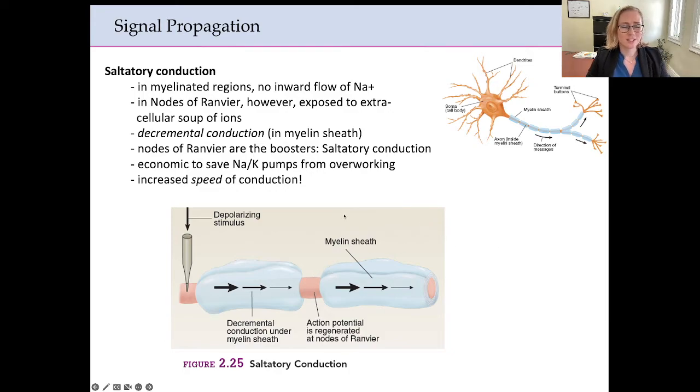And on top of it, it doesn't just help the speed. Remember those sodium-potassium pumps that are energy-wise very expensive for the cell? You don't have to put them in here. Sodium-potassium pumps do not need to be in here because they don't need to reestablish any kind of balance. So you can save sodium-potassium pumps by only putting them at the nodes of Ranvier. So it's more economic. You don't have to have the neuron working overtime. Just where ion exchange is happening is where you put your sodium-potassium pumps. So, highly effective system doing it this way.